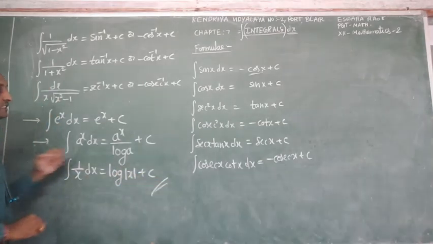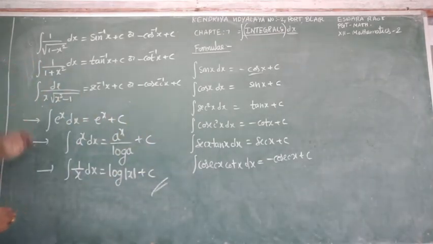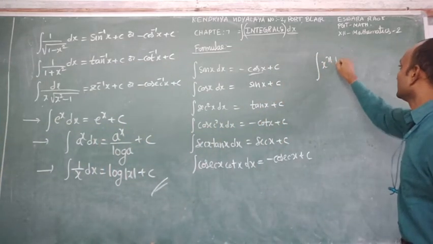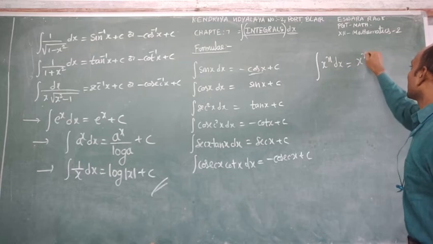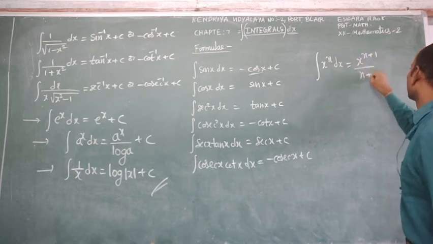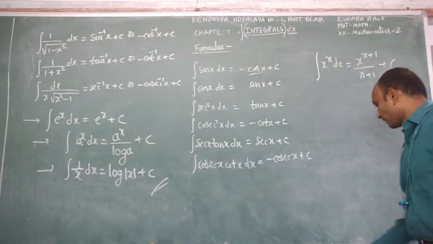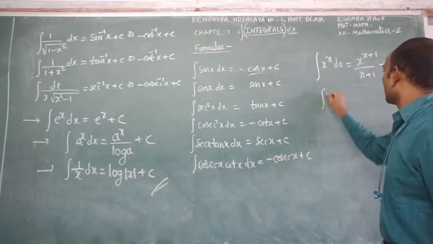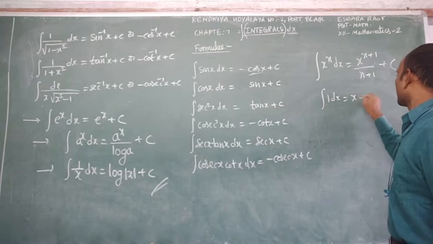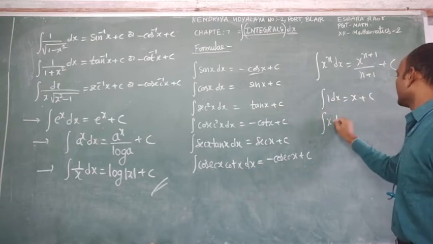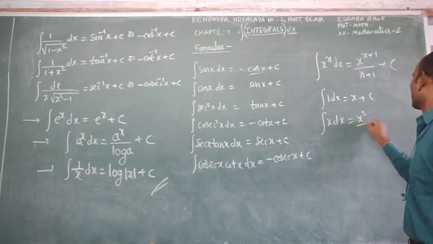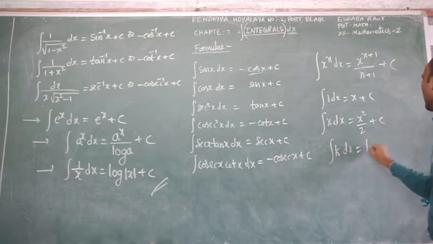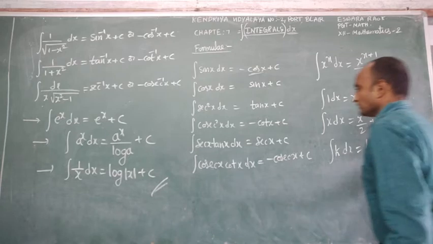So totally 6 plus 6, 12, plus 1 formula, which is the integration of x power n dx, which is x power n plus 1 by n plus 1 plus c. So these are the 12, 13 basic formulas. Also, the integration of 1 dx is x plus c. The integration of x dx is x squared by 2 plus c. The integration of any constant into dx is kx plus c.